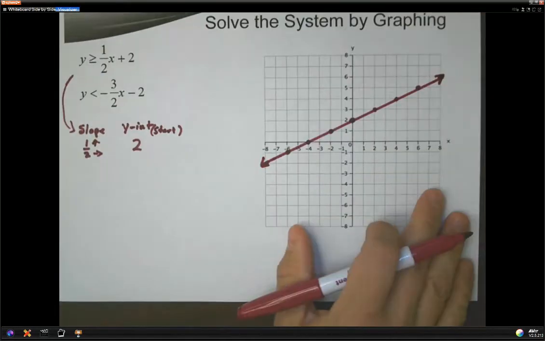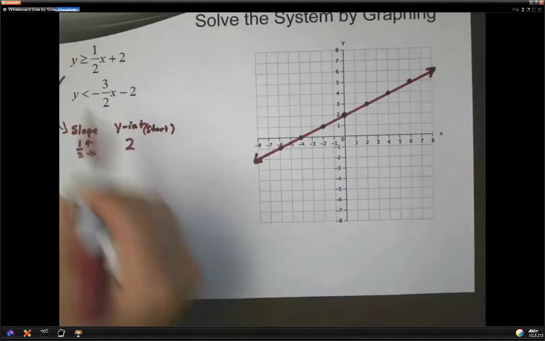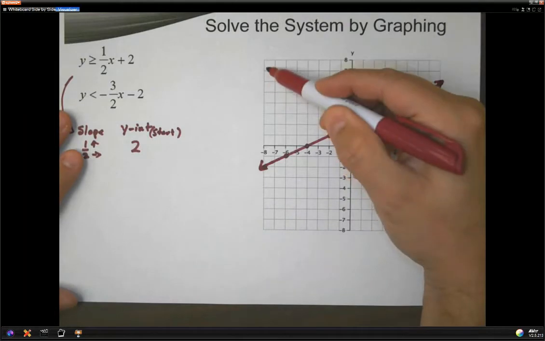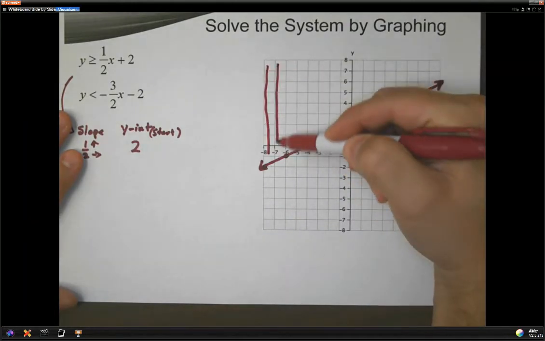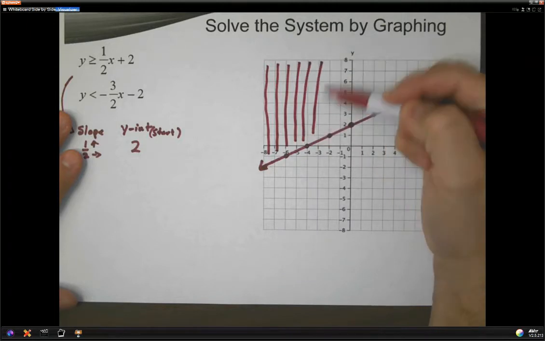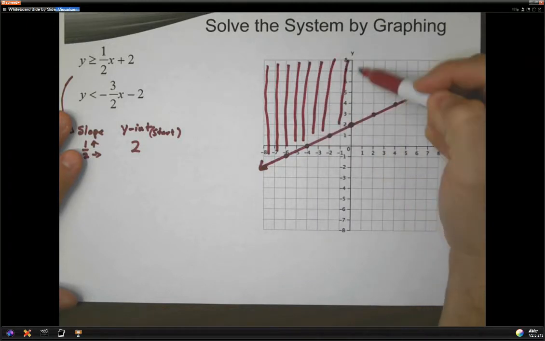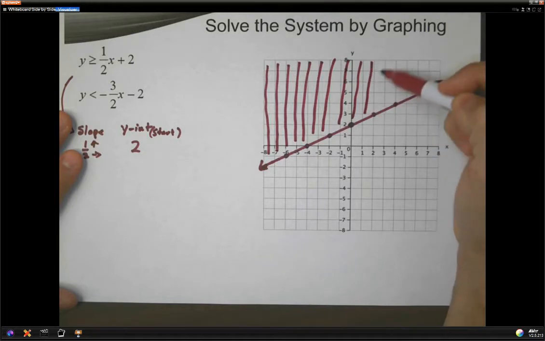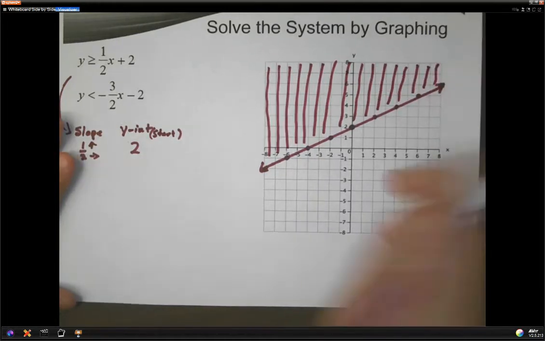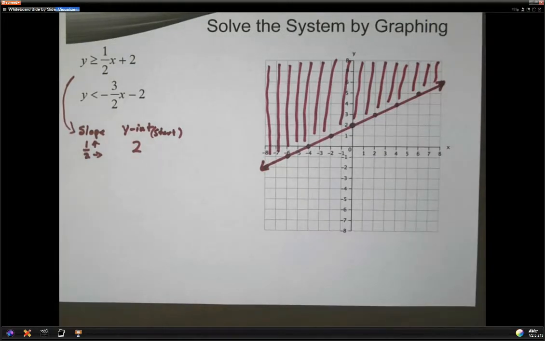And then lastly, we have to determine the shading for that first one. It is greater than, so that means everything above the graph. So I'm going to go ahead and shade everything above the graph. And now we're in a sense done graphing the first inequality. Now do remember, this is a system, so obviously there's more than one thing we're going to be graphing. So let's go ahead and graph the next one.